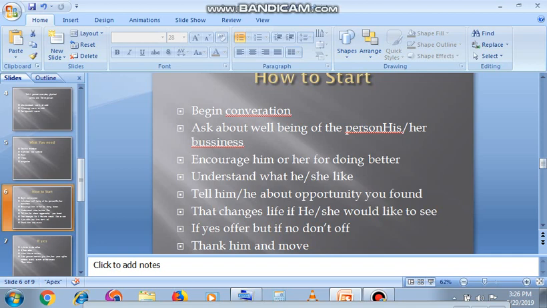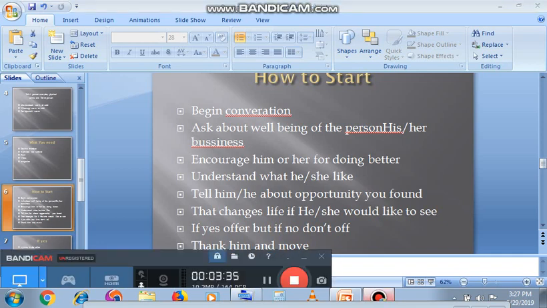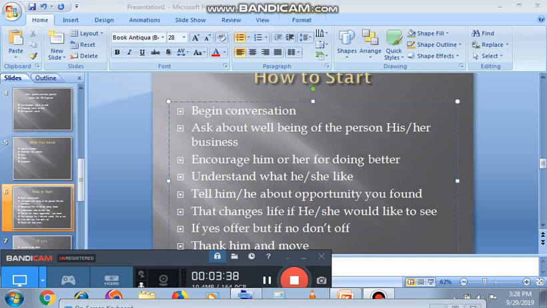I'm talking about those people, whether you are online or offline. This is how you are going to start. No matter where you are, this is how you go. If you are on Facebook, you can start with Facebook Messenger. Even if you are physical, you can start the conversation like this. First of all, you are the one that is going to start the conversation. Ask about the well-being of the person and about his or her business.